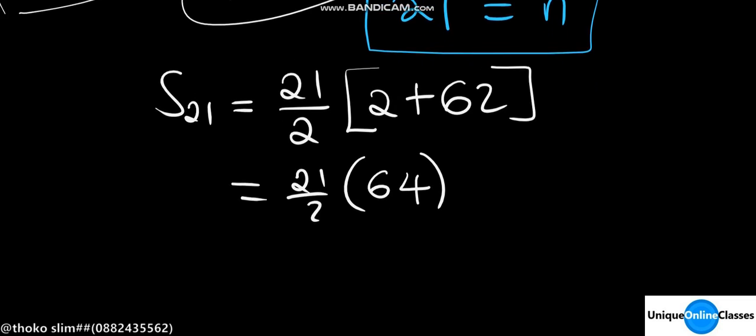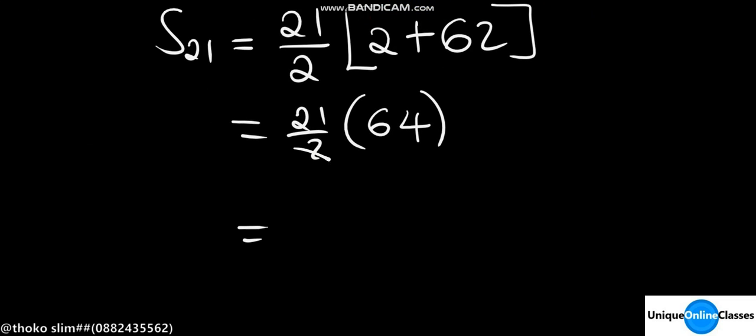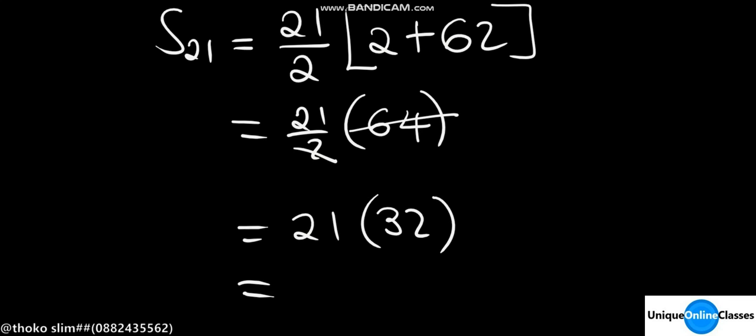2 into 64 gives 32, and we have 21 here. So if you multiply 21 and 32, that will be 672. That's the sum of the terms there.